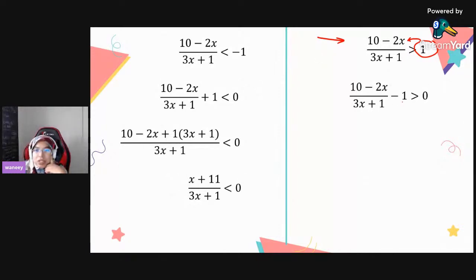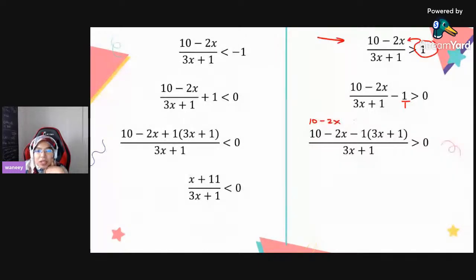And then of course we need to change it into a common denominator. So I'm going to do 10 minus 2x minus 1 multiplied with 3x plus 1, over 3x plus 1. Okay, and then you're going to simplify them. Negative 1 times 3x, so negative 3x, negative 1, negative 1. So we are going to get negative 5x plus 9 over 3x plus 1 greater than 0. This is the simplest form for the rational inequalities.